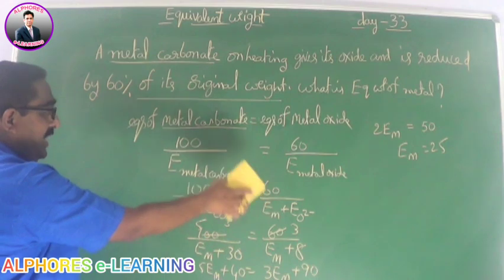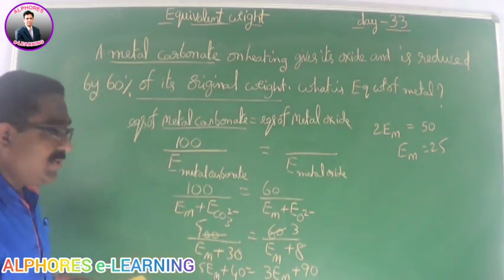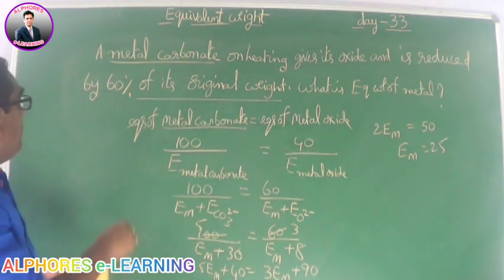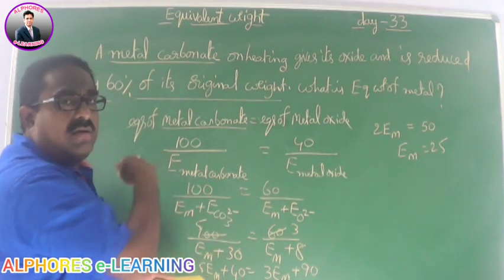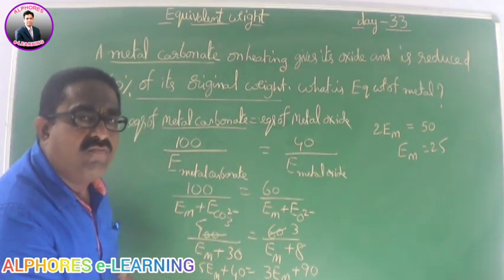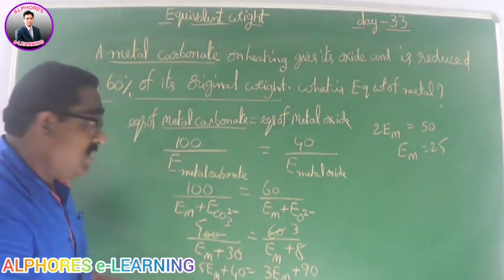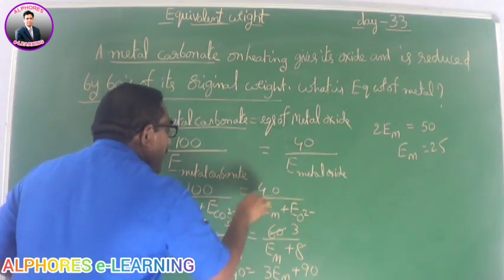Then we have to change this. Here, please concentrate, students. Instead of 60, now I have to write here 40 because reduced by 60%. Already 60% have been taken out. Remaining will be 40. So that's why the metal oxide weight this time you have to take as 40. So I will make that change in all the steps.